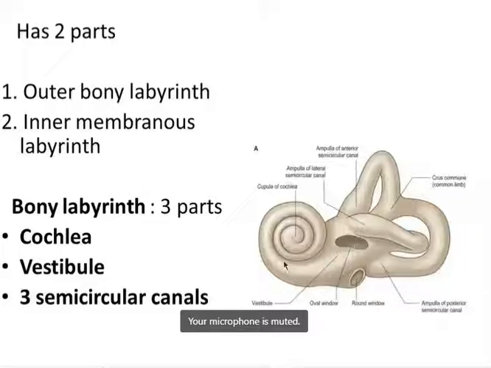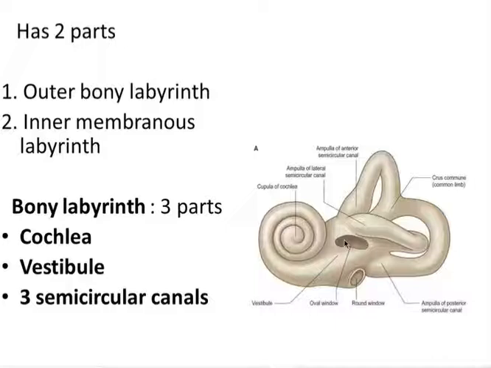Now come to the bony labyrinth. The bony labyrinth is further divided into three parts. This is the cochlea, the middle part is known as the vestibule, and these are the three semicircular canals. So these are the three different parts of the bony labyrinth of the internal ear.